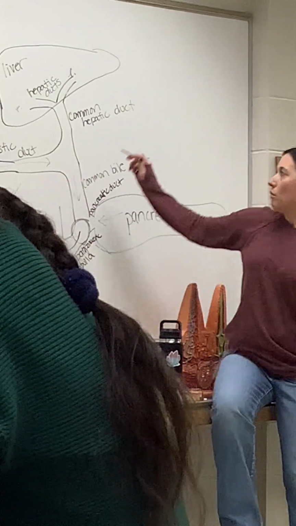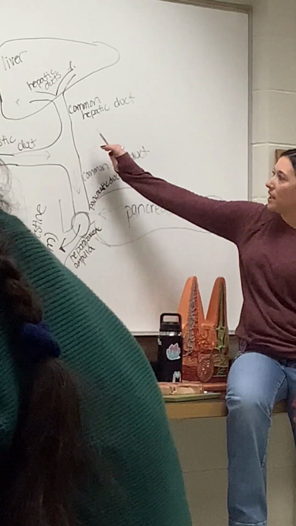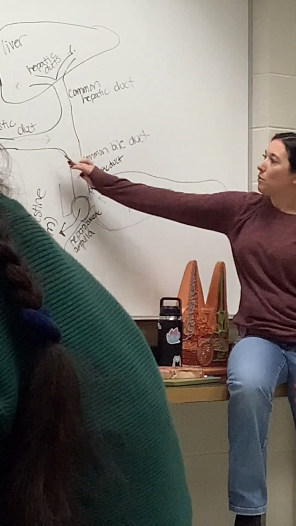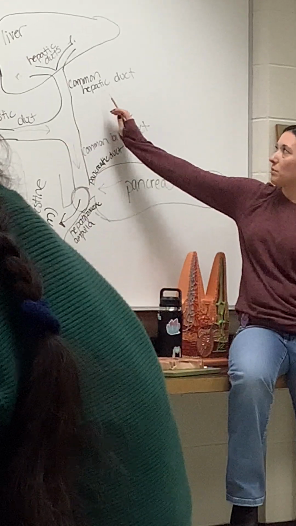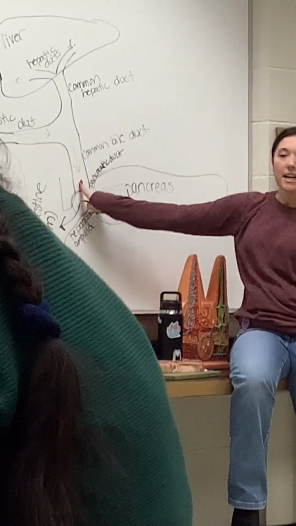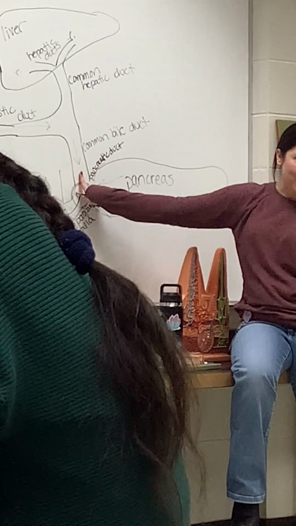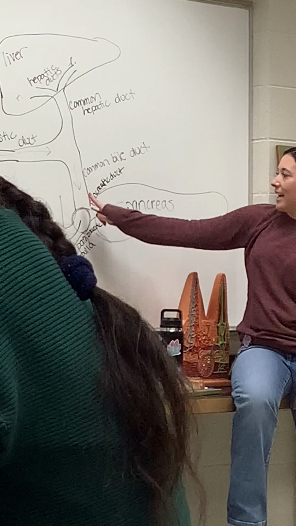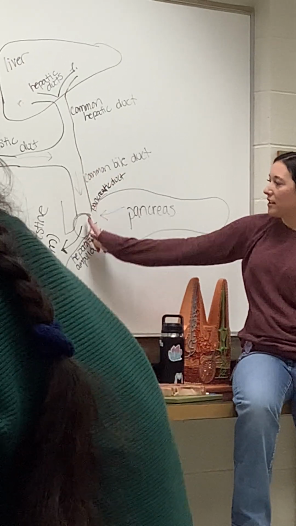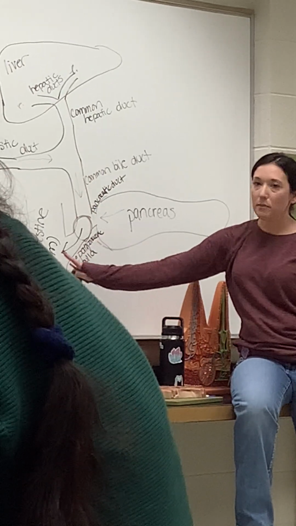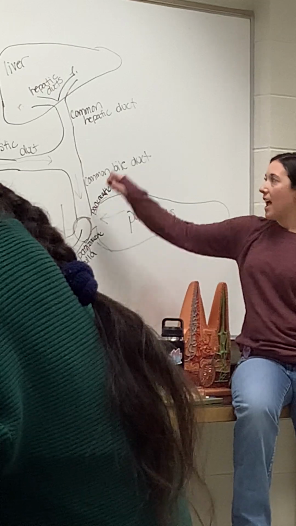The next place it's going to go is this tube where you have the merging of the cystic duct with the common hepatic duct right here. It creates the common bile duct. It is this common bile duct that will make its way over to the beginning of the small intestine and eventually empty that bile into the small intestine.